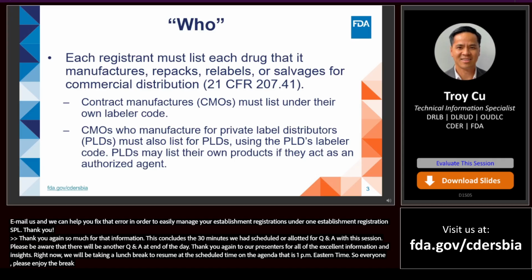If you are a contract manufacturer or the CMO, you must list under your own label code. With regard to the CMO to the manufacturer for a private label distributor, such as Walgreens, CVS, they don't participate in the manufacturing process and they are exempt from registration. The CMO who makes drugs for them will have to list under the CMO label code, and then they also have to list under the PLD label code. However, the PLD may elect to list on their own as an authorized agent for the CMO.